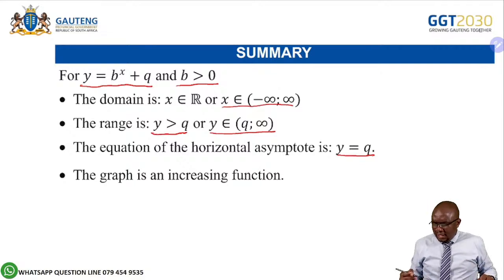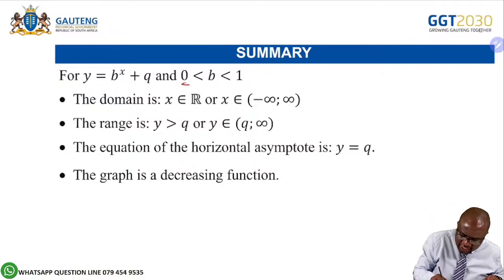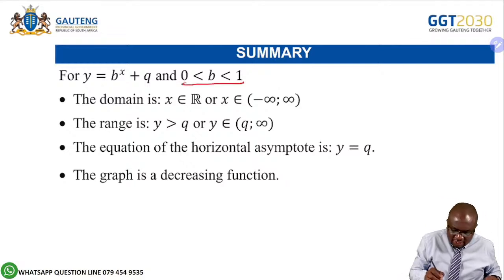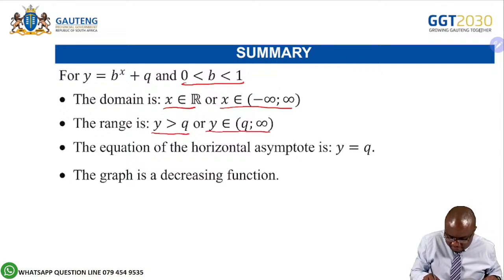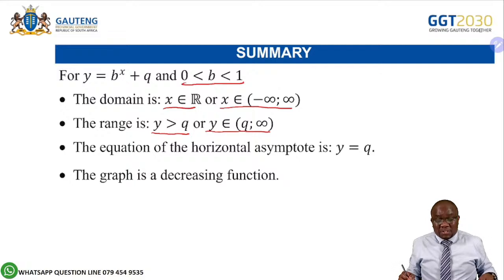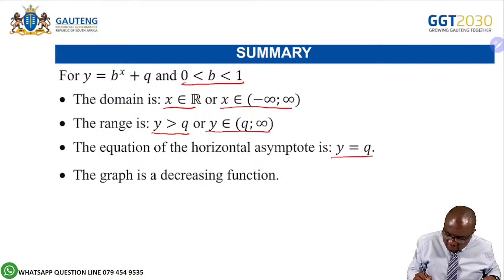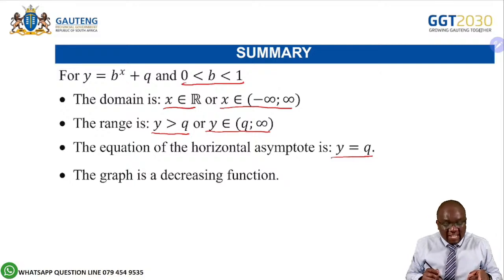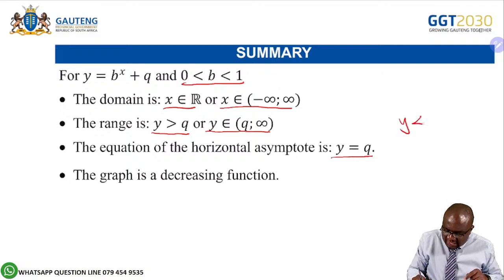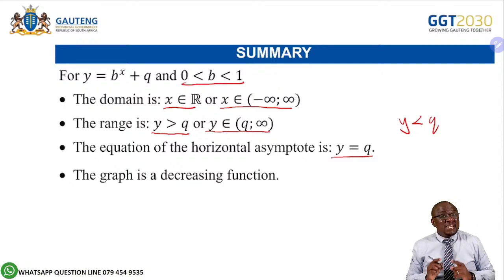We're just summarizing. We also talked about the situation when b is between 0 and 1. We say that the domain is x an element of real numbers. For the range, you can say y is greater than q, and you can also represent it like this. The equation of the horizontal asymptote is still the same, y is equal to q. And then the graph is a decreasing function. Now when the graphs are reflected on the x-axis, the range is the one which is going to change and become y is less than q. Please take note of that.